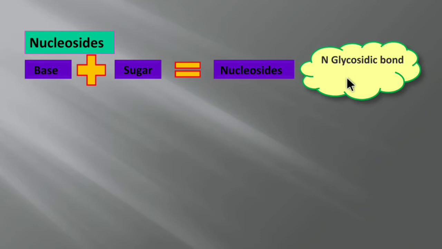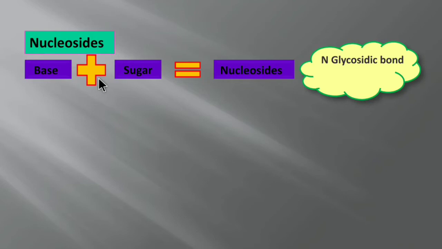And you remember one thing: if the nitrogen base is purine, then 1,9-N-glycosidic bond formation takes place. If it is pyrimidine, 1,1-N-glycosidic bond formation takes place. As a result of this, there are 4 nitrogen bases, and all these nitrogen bases link to respective pentose sugar to form nucleosides. So 4 types of nucleosides are formed.